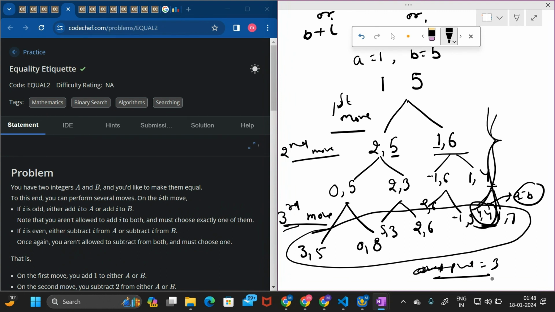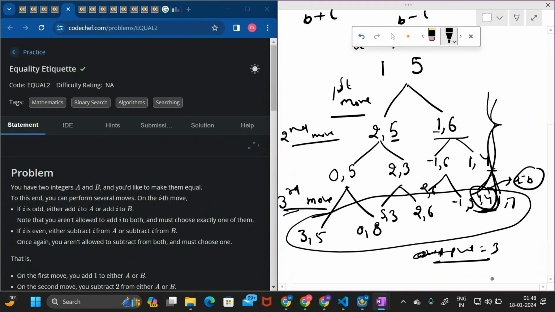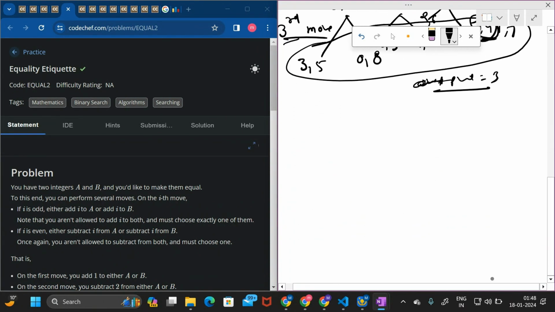Basically, this is a brute force logic. We have to think more about this because we cannot apply brute force. It takes so much time and it shows TLE. Okay, so let's say our example is 1 comma 5. Now understand, now see the gap.